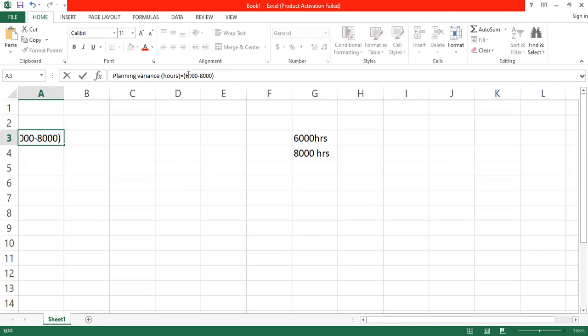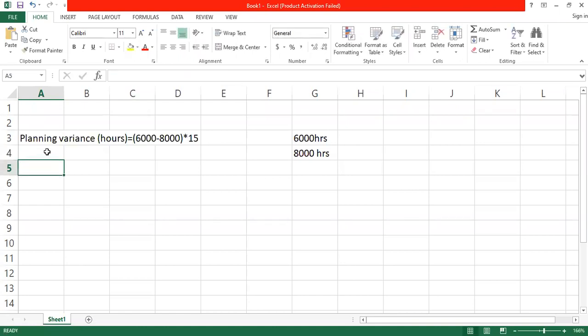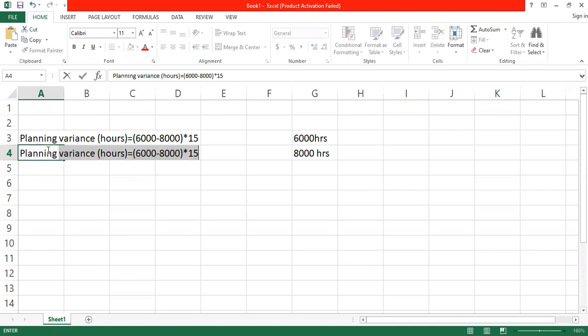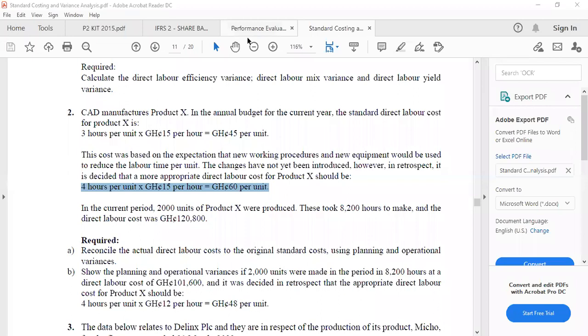We are looking at planning variance efficiency. We are looking at the hours. So this is efficiency, and we multiply by the standard rate. Standard rate is 15. Am I correct? Yes. Okay. What will be the variance? 2,000 times 15. It's 30,000.